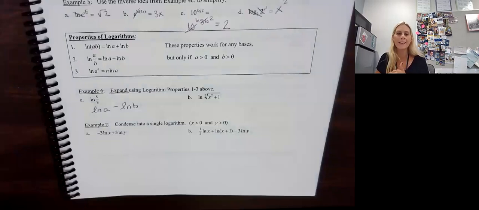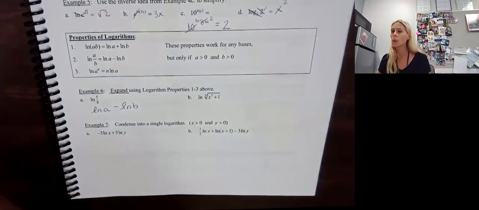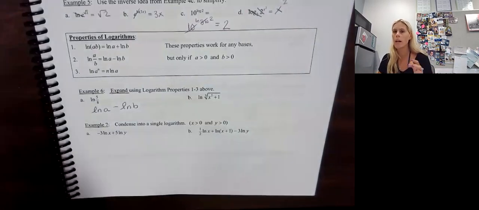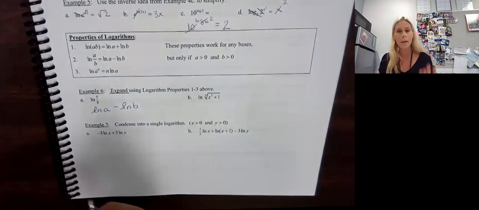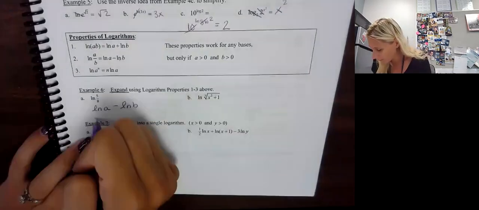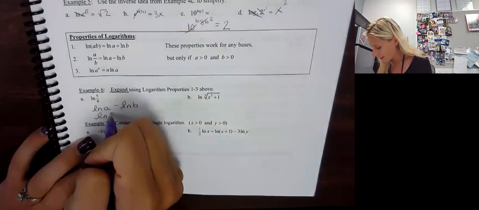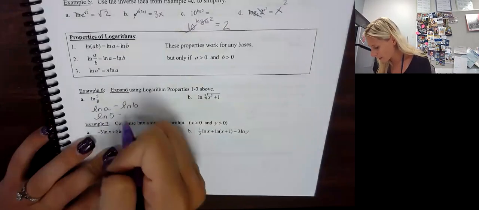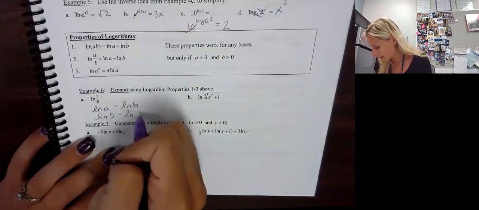Many of us have a tendency to say, ooh, division means subtraction, so it's ln a minus b. And it's not. And I put a and b, but really it's ln 5 minus ln 8. Okay?